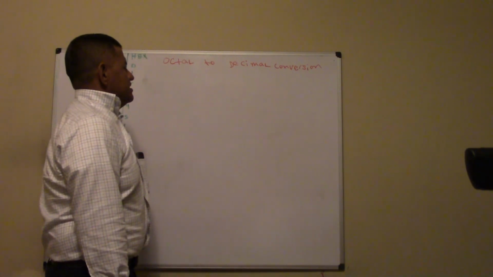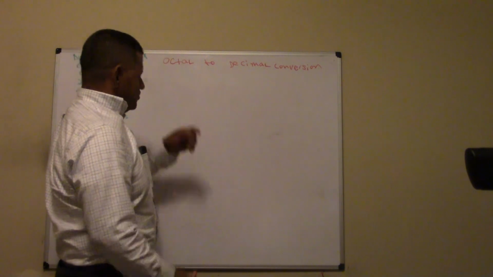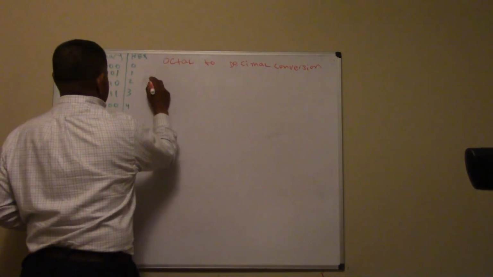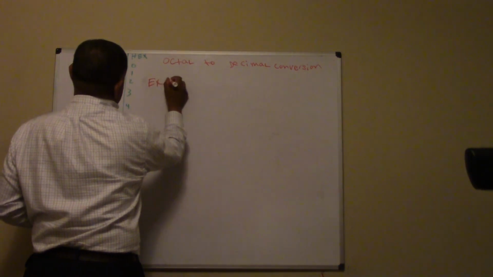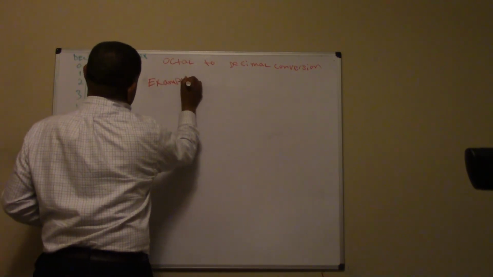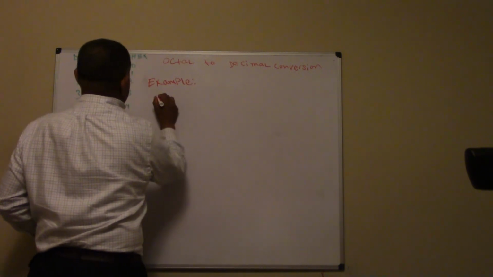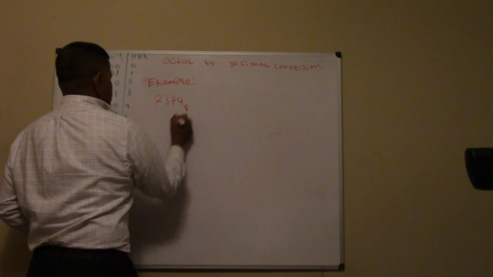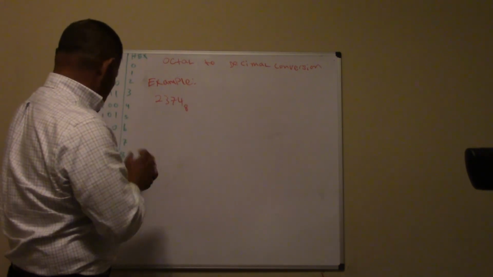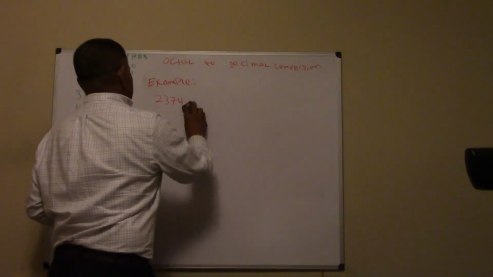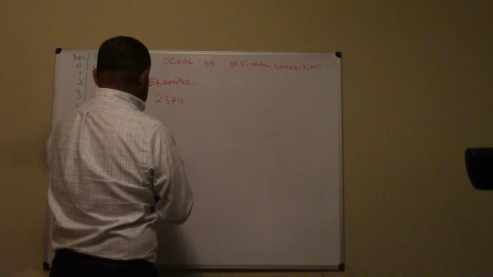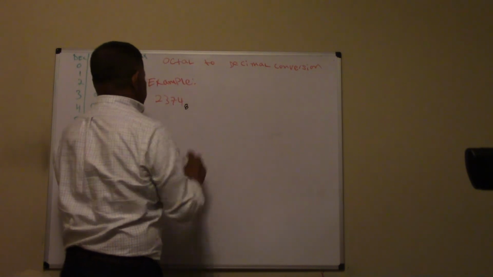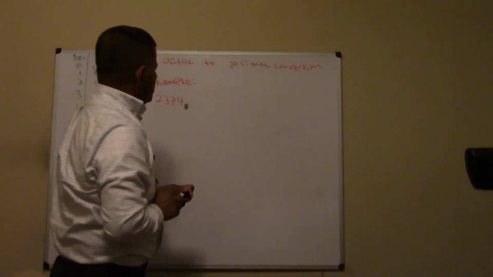Now we will do this from octal to decimal. Let's say that we have a number, for example, 2374 base 8, right? And we want to go from base 8 to base 10, to decimal.